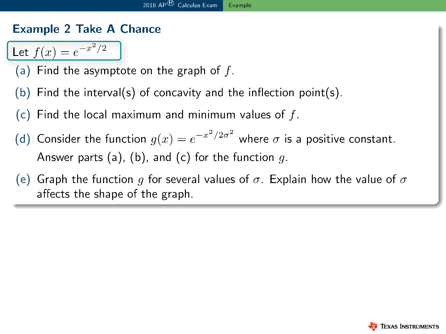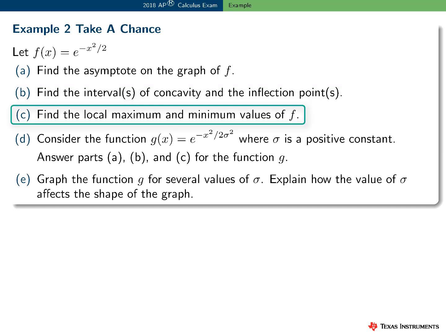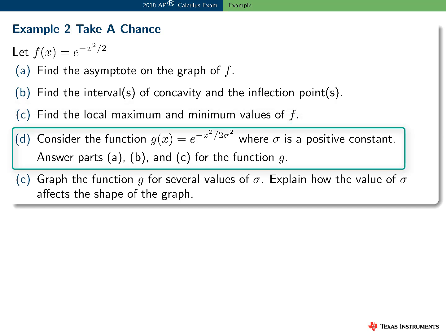Let's let f of x be equal to e to the minus x squared divided by 2. First, find the asymptote on the graph of f. Then find the intervals of concavity and the inflection points. Find the local maximum and minimum values of f. You may recognize the function f from probability and statistics.